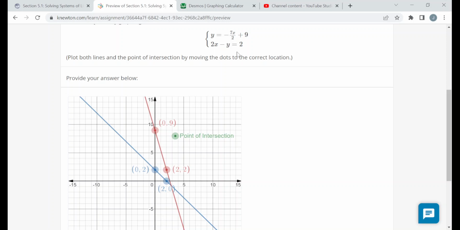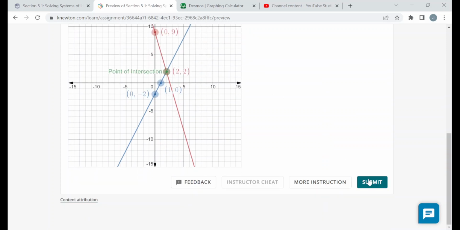And then the other equation, 2x minus y equals 2, you'd have 0, negative 2 for the y-intercept. There's that. And then 1, 0 for the x-intercept. There we go. And it looks like they meet at 2, 2. And they would. Yeah, 2, 2 satisfies both equations, and you can check that. Plug in 2 for x, 2 for y, and both equations should be satisfied.